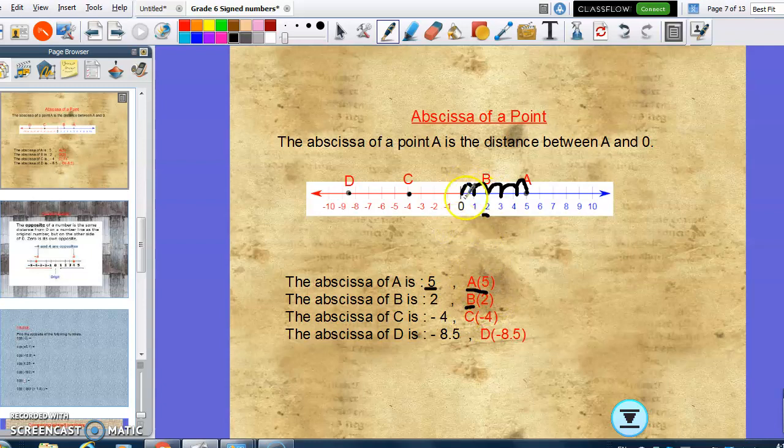What about point C? C is located 1, 2, 3, and 4 units to the left. So the abscissa of point C is minus 4, or C of minus 4. The abscissa of C is minus 4. The point D is located at minus 4, minus 5, minus 6, minus 7, minus 8.5. So the abscissa of point D is minus 8.5.